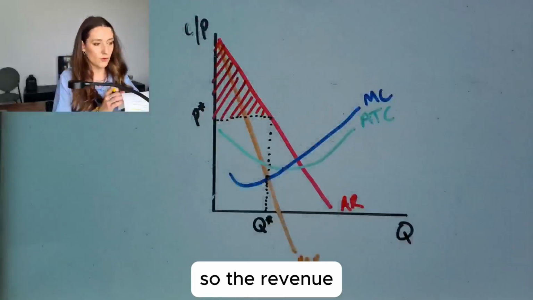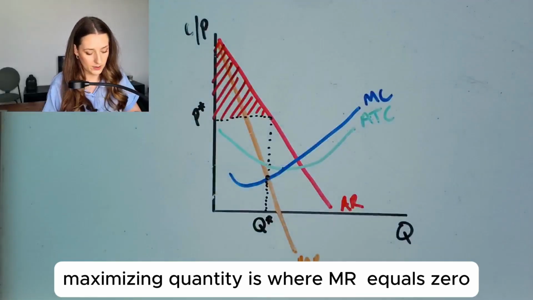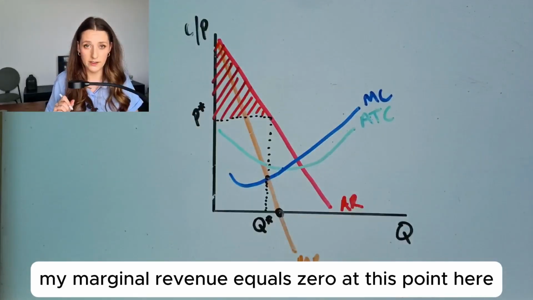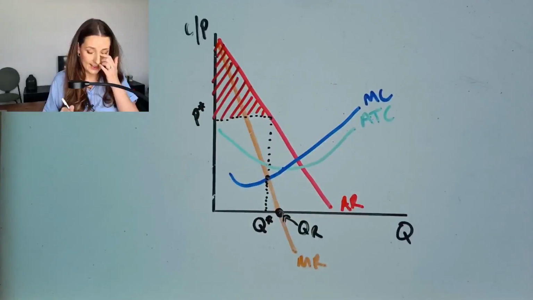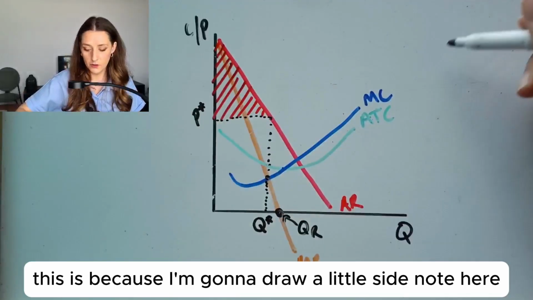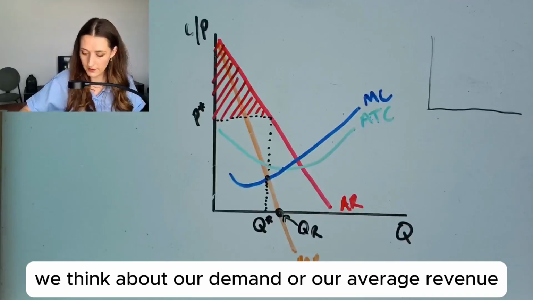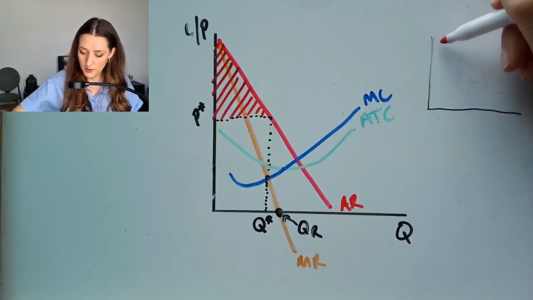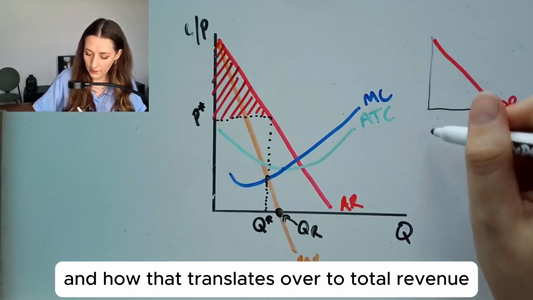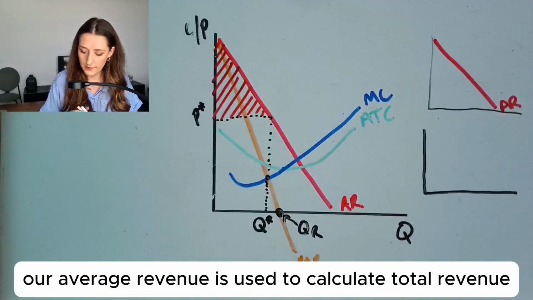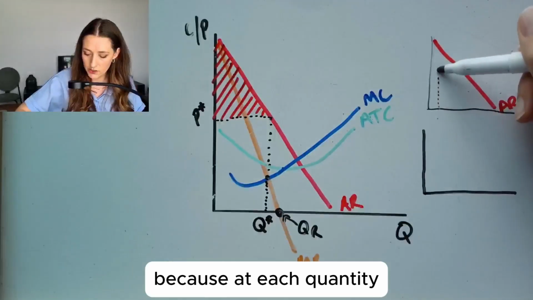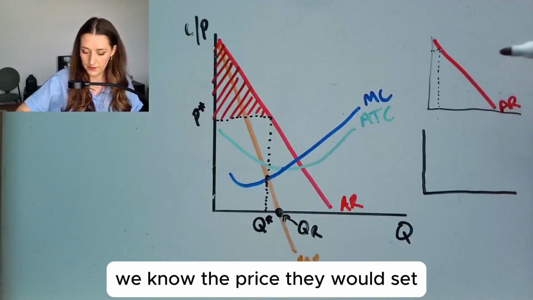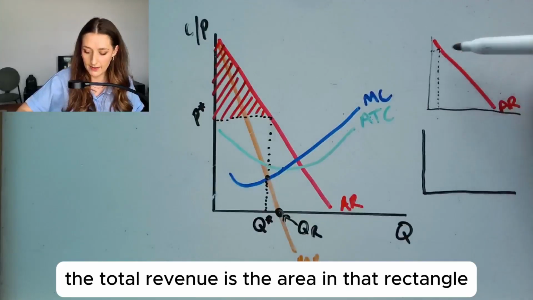So the revenue maximizing quantity is where MR equals 0. My marginal revenue equals 0 at this point here, and so we're going to label that QR. This is because, I'm going to draw a little side note here. If we think about our demand or our average revenue and how that translates over to total revenue, our average revenue is used to calculate total revenue because at each quantity, we know the price they would set. The total revenue is the area in that rectangle.